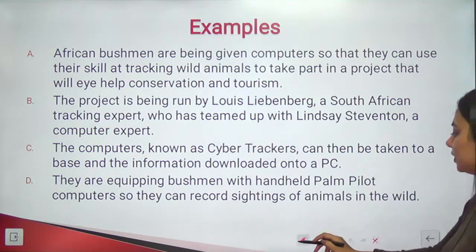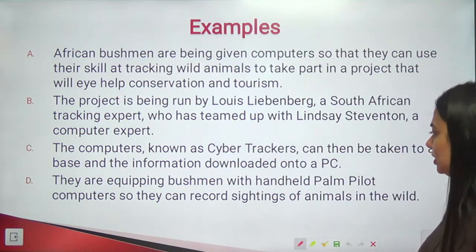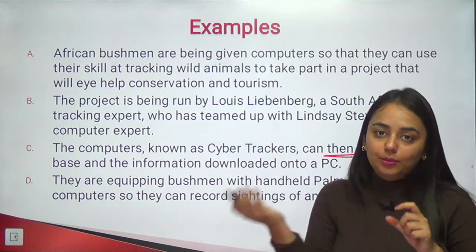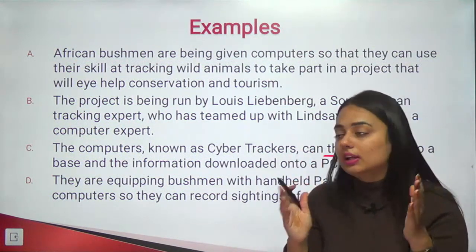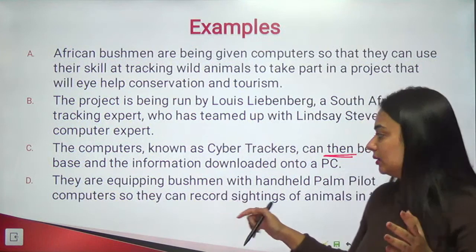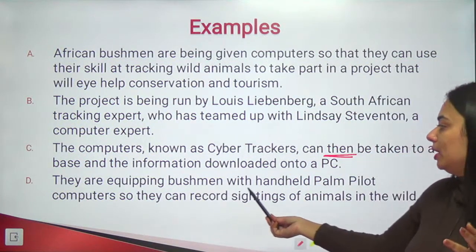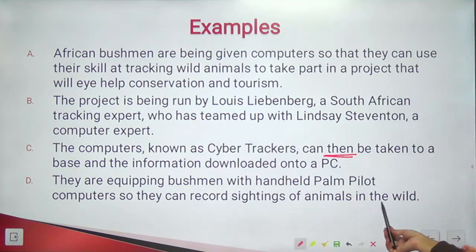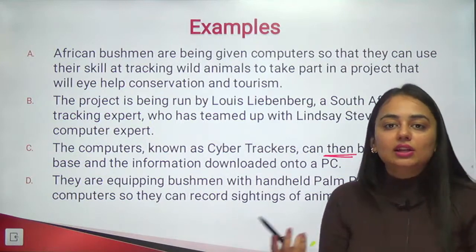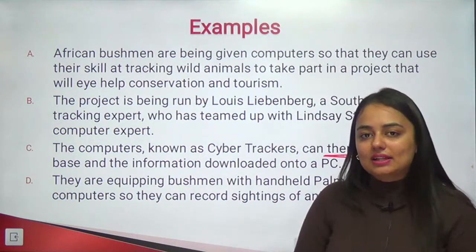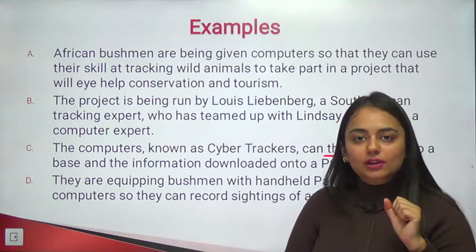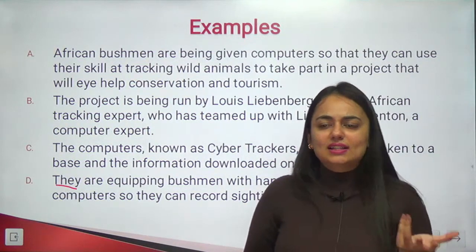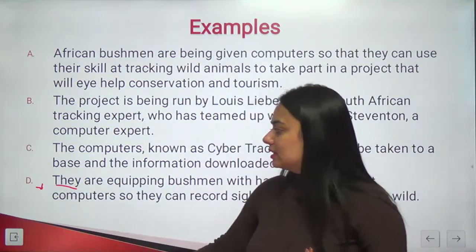So when I say keywords, what are those keywords? You have a keyword here. If you write "then" in a sentence, obviously there should be something preceding it. So now you have to think what sentence should be preceding this sentence, right? And the last one says they are equipping bushmen with handheld Palm Pilot computers so that they can record sightings of animals in the wild. This is also simply explaining the same project. So what should be the opening sentence? The one which is very general, which has a noun. Now, this has a pronoun "they," and we do not know who this "they" is referring to. So this cannot be the opening sentence.